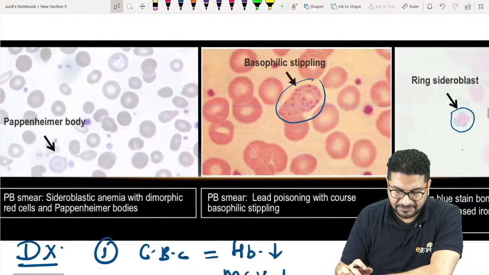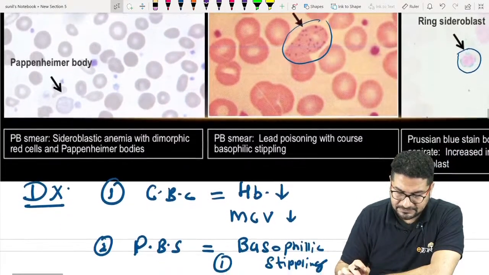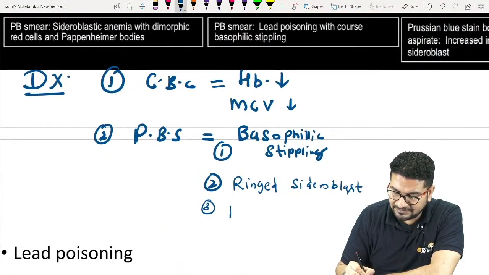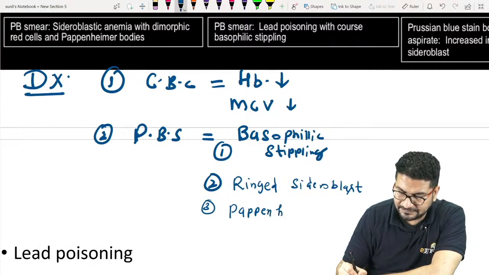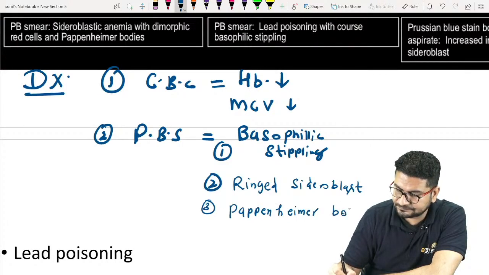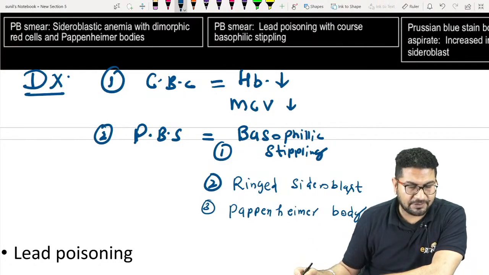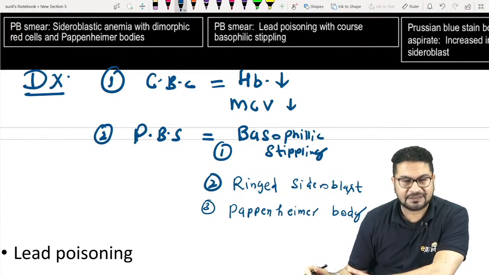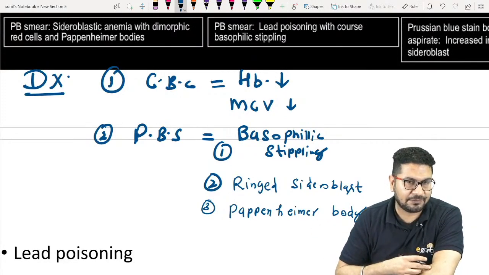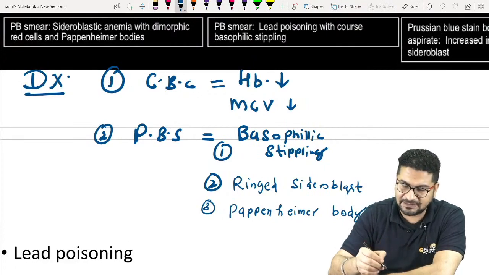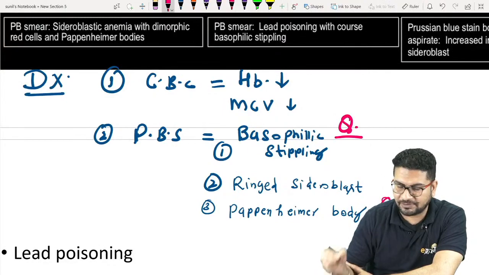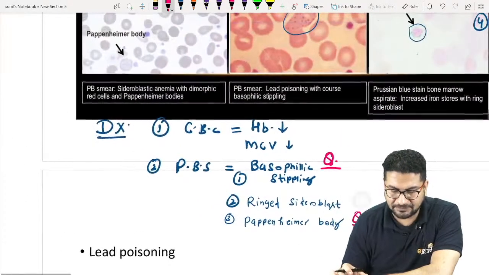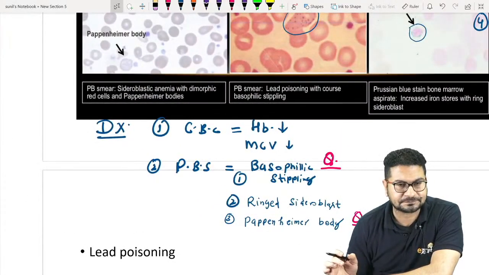And sometimes you will see calcium containing bodies. Remember, they are not seen always, only sometimes. We call them Pappenheimer bodies. These things are not seen in practice in all patients, but they are asked as MCQs. So remember, basophilic stippling is an MCQ, Pappenheimer body is an MCQ. These are two MCQs that came in the exam.